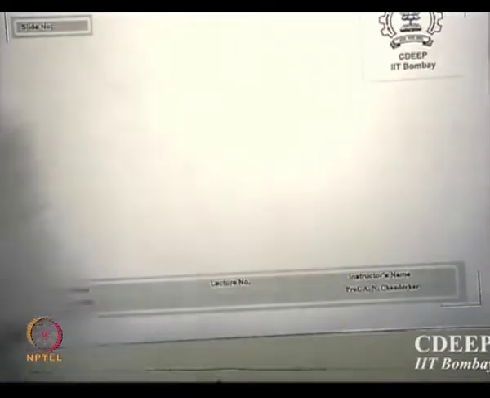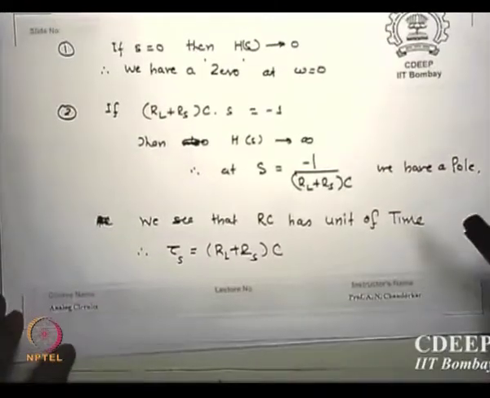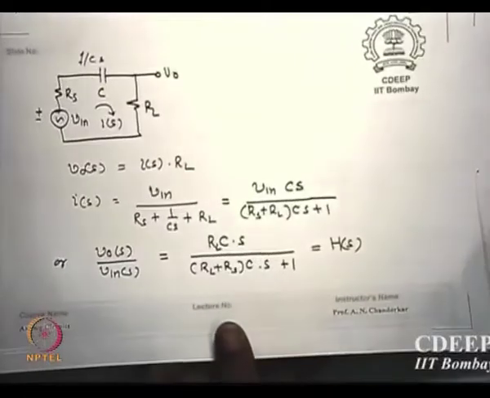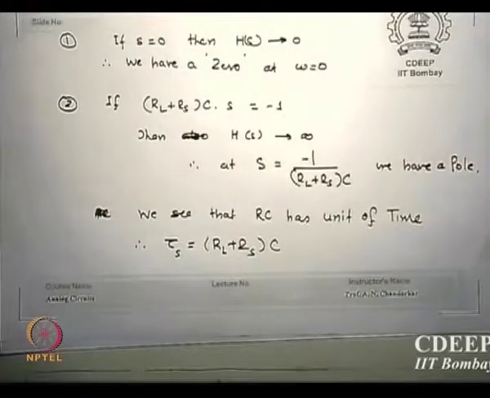Obviously, if the frequency is 0, S is 0, and you can see the transfer function has RCS in the numerator. If S is 0, H of S is 0. So there is a zero at frequency 0. A zero exists at omega equal to 0 or F equal to 0.